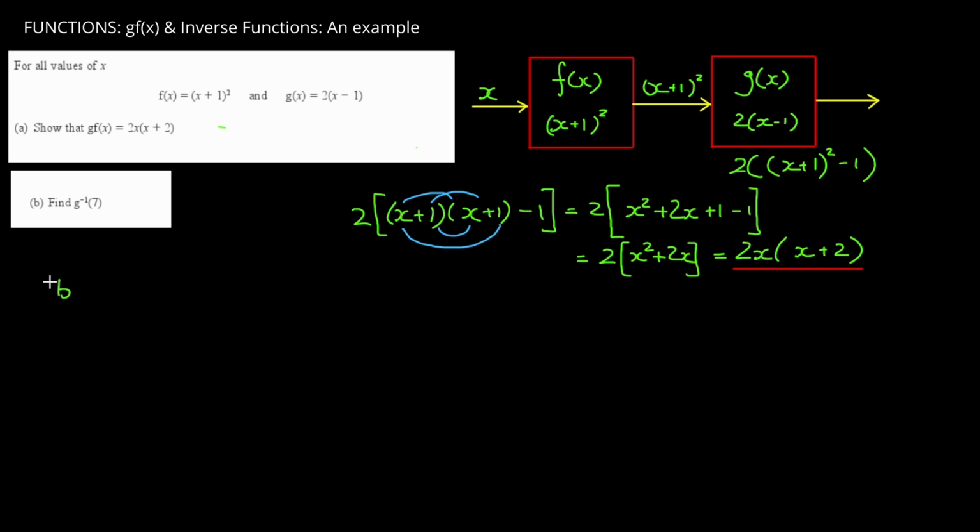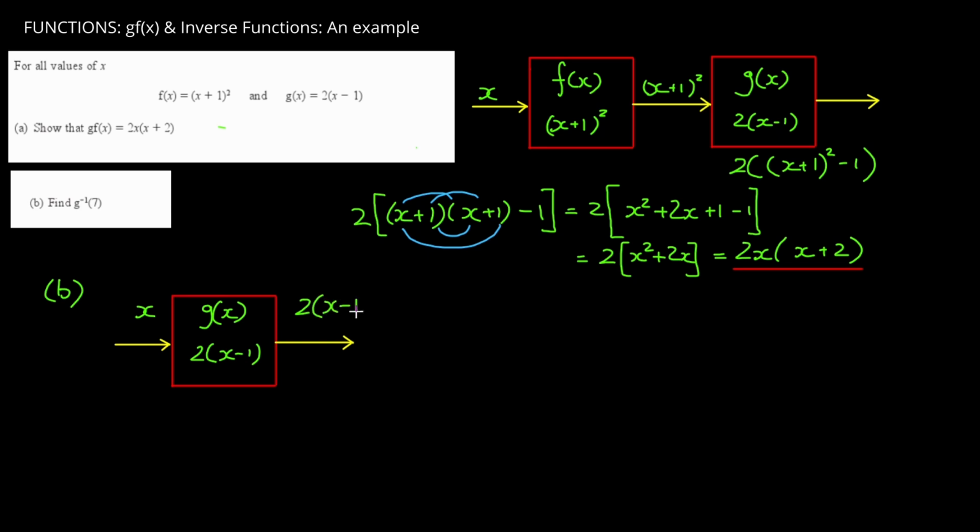Let's have a look at part B. So we've just got the g box on its own. So working normally, it's expecting an input of x, and the output would be 2x minus 1. Now they're asking us to find the inverse function and then plug in a value of 7, which means we've turned the box round. So effectively, x is coming in the input here, and we need to work out what the output will be going the wrong way through the box.